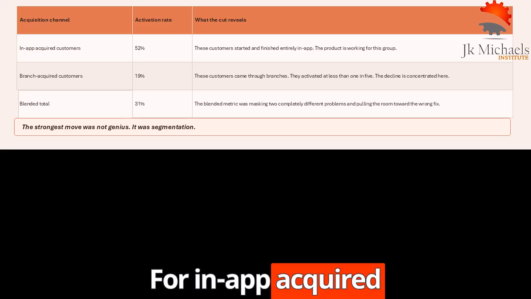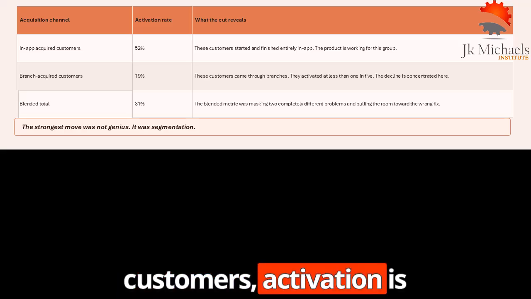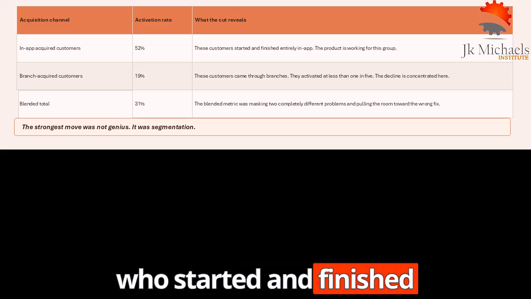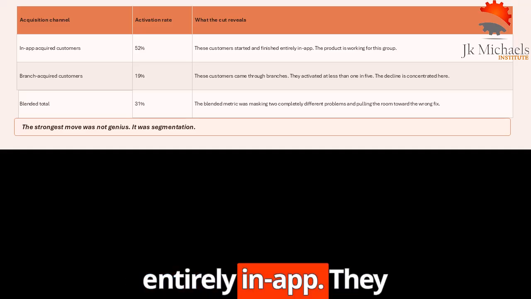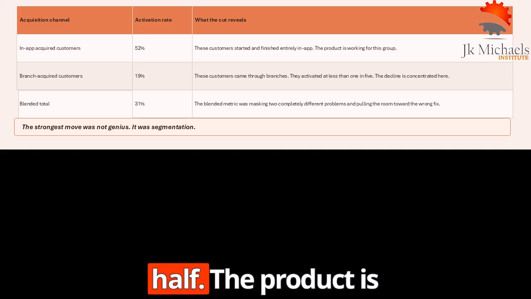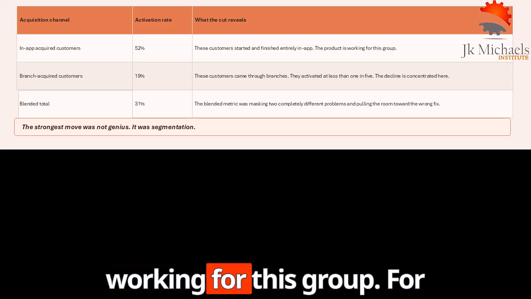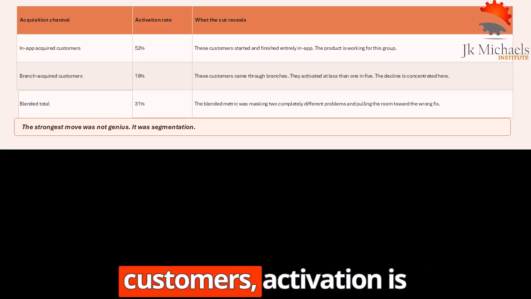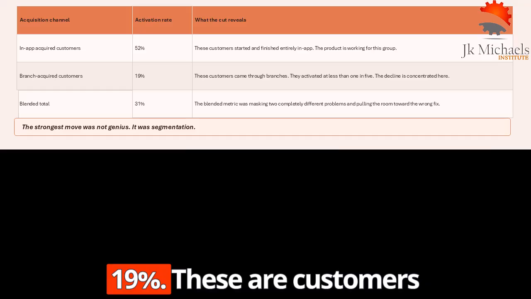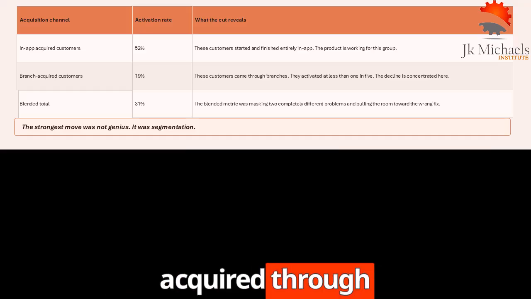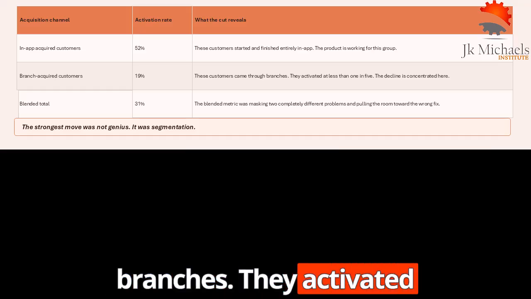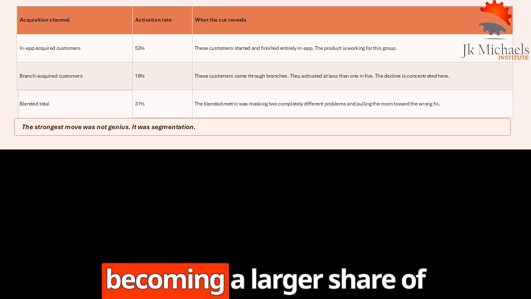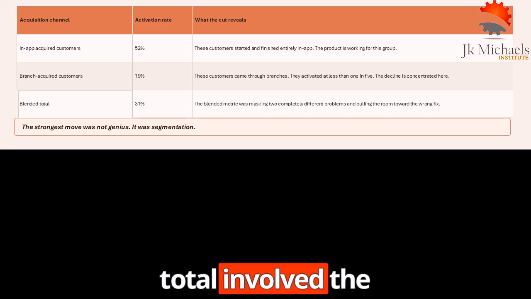For in-app acquired customers, activation is 52%. These are customers who started and finished entirely in-app. They activated at more than half. The product is working for this group. For branch-acquired customers, activation is 19%. These are customers acquired through branches. They activated at less than 1 in 5, and this group was becoming a larger share of total new volume.